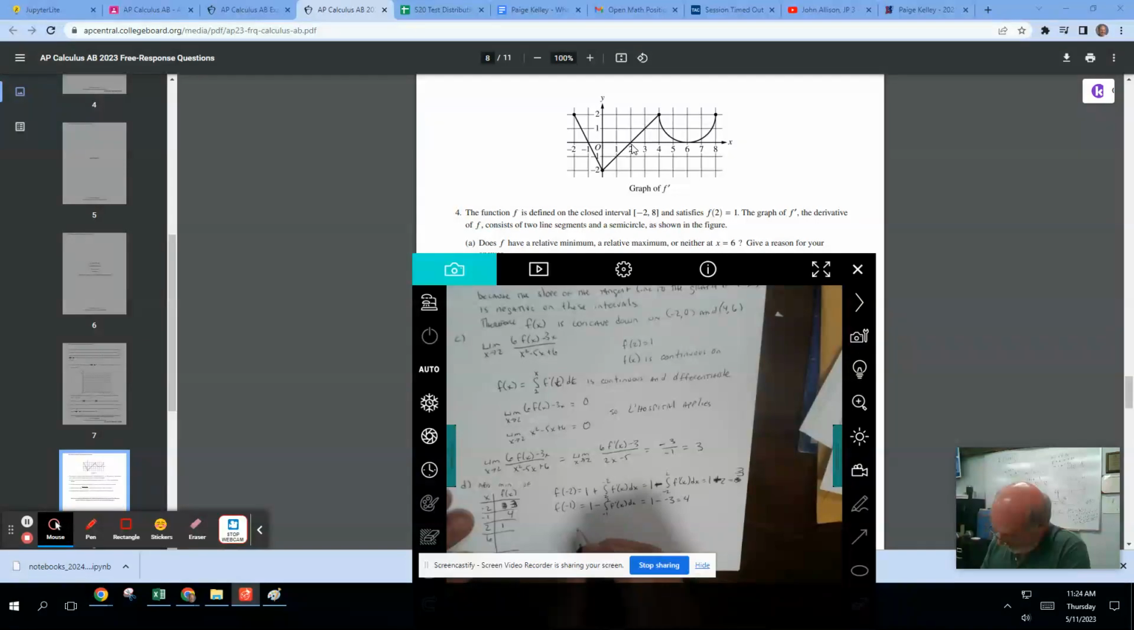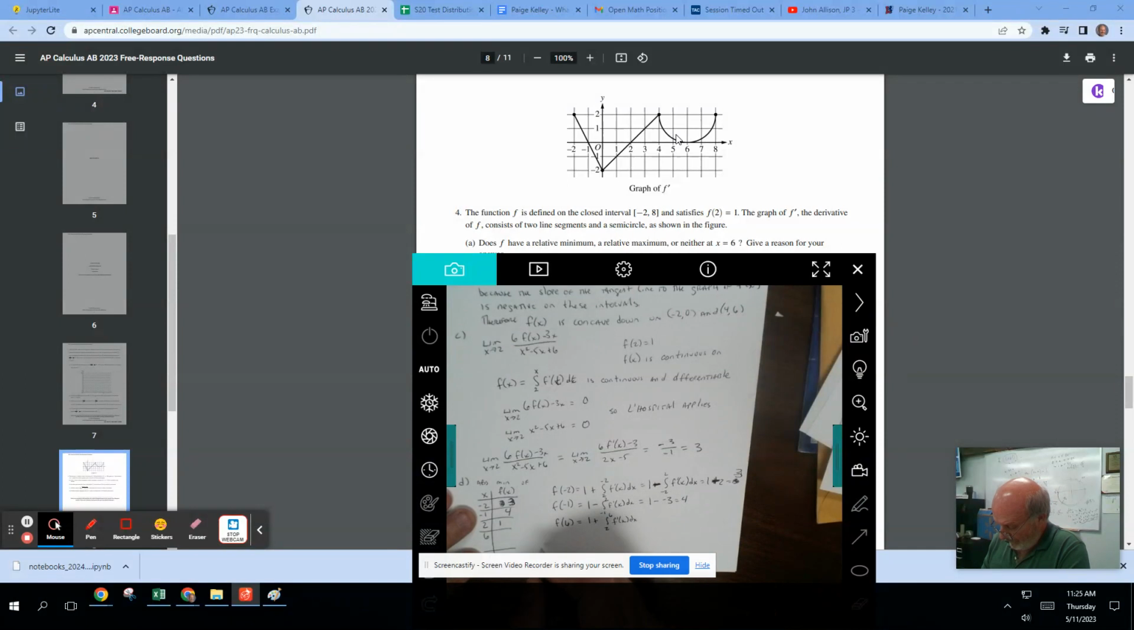That's 4. Then we're going to do f of 6, which is going to be 1 plus the integral from 2 to 6 of f prime of x dx. So this is going to be 4 minus 1/4 of the semicircle, or 1/4 of the circle. So pi times 2 squared, 4 pi is the area of the circle.